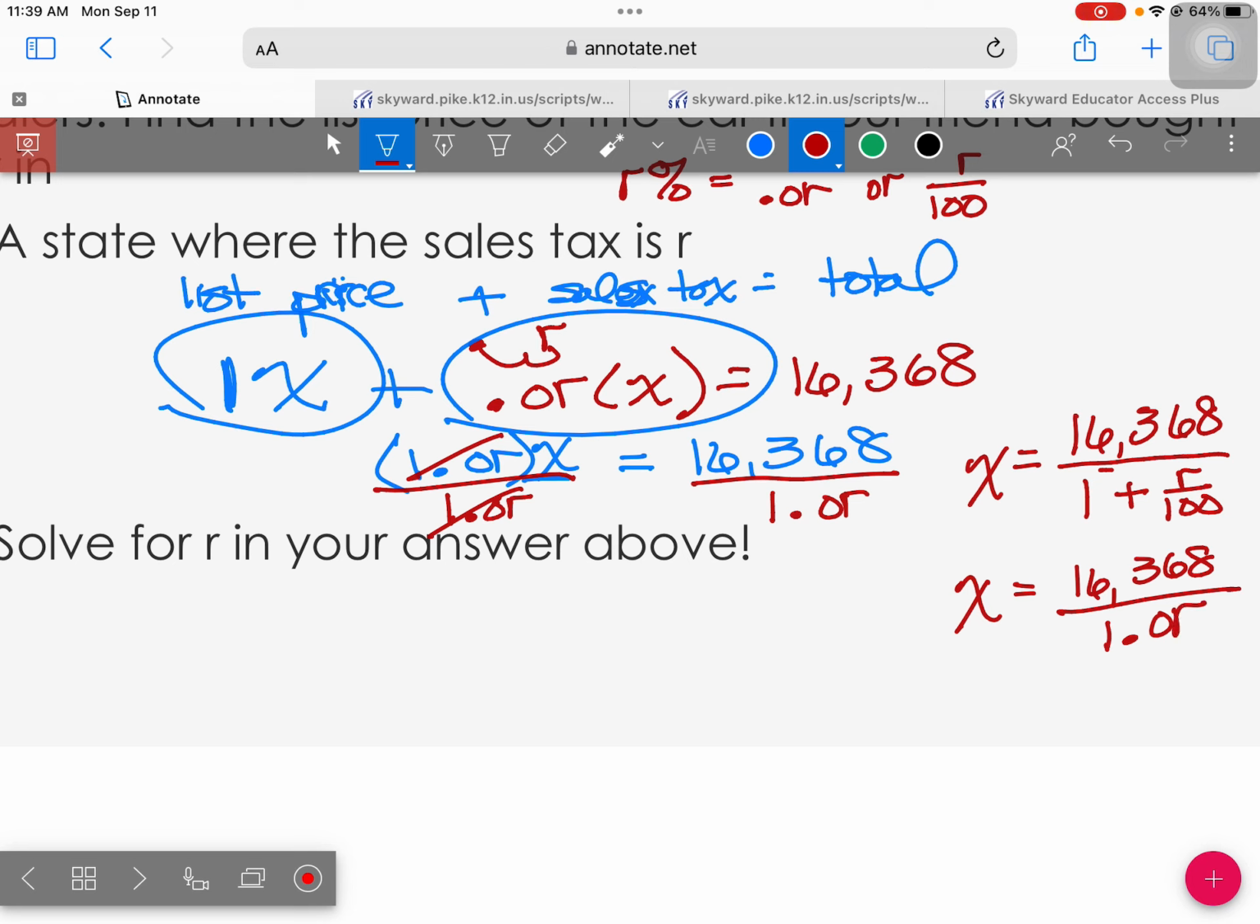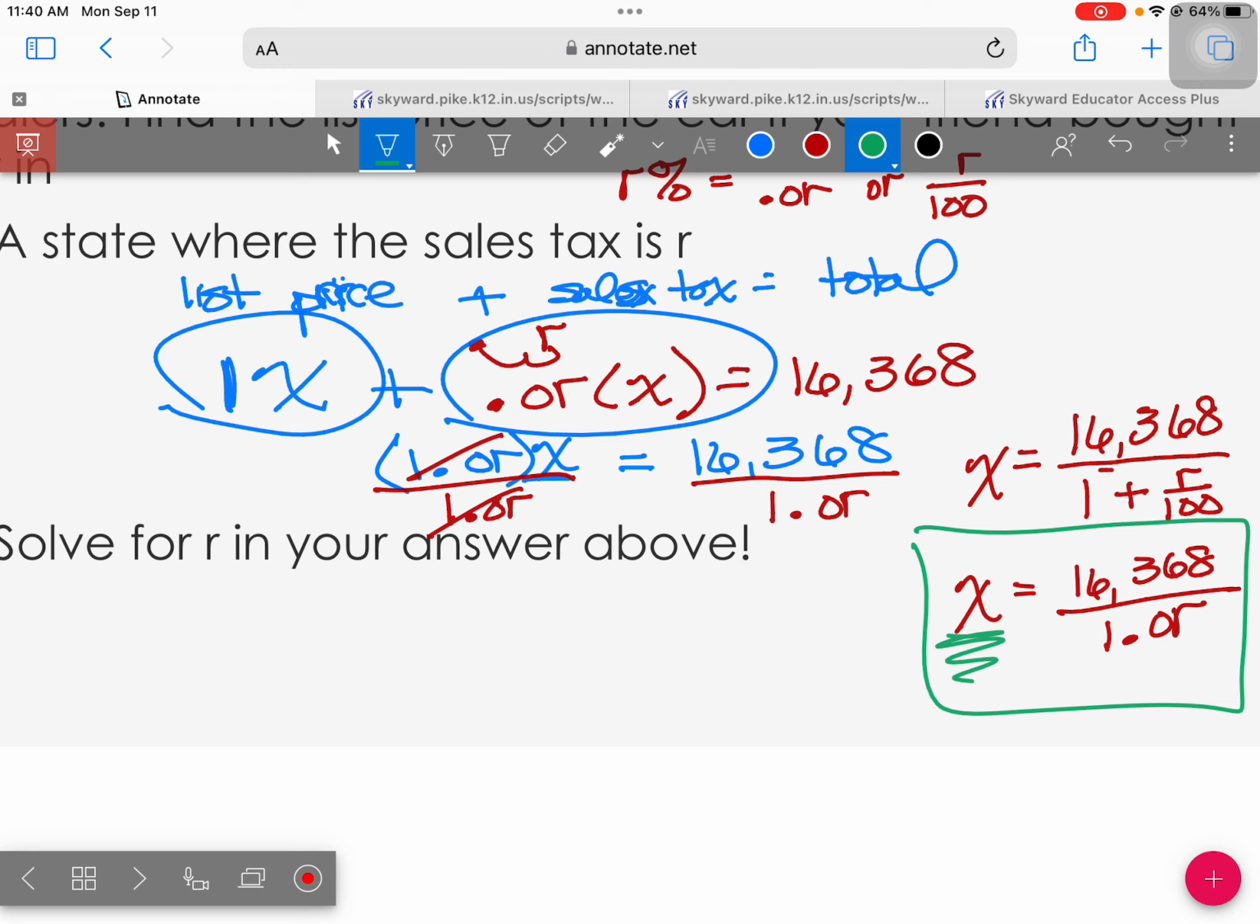We can't do anything more here, okay? There's nothing else we can do. We don't have the list price. We don't know what r is. But this is a formula where they could substitute in any amount of r, and this would give you your list price, okay? Any questions about that? I know it's kind of weird. Yes?